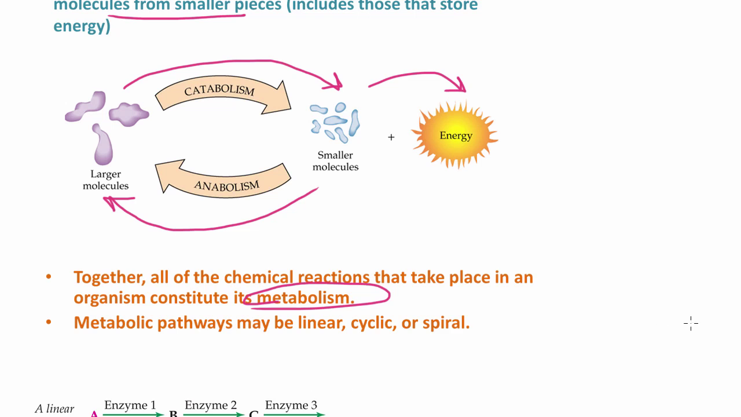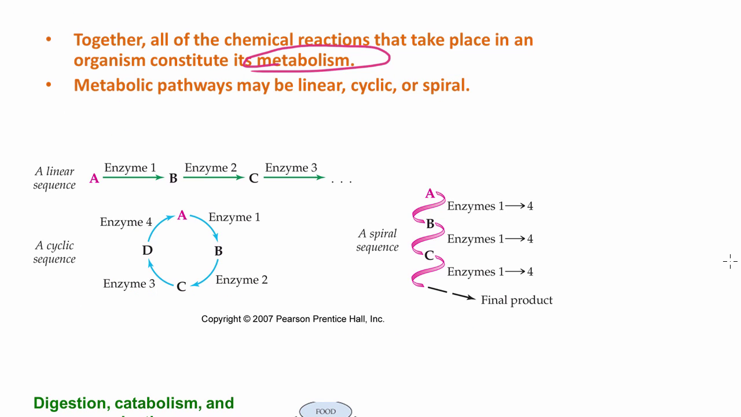For now, what I want to do is talk about metabolic pathways. As we said before, all of the chemical reactions that take place in an organism constitute that organism's metabolism. Metabolic pathways can be linear, cyclic, or spiral. Here's an example of a linear sequence. You have this reaction going from A to B, and then in order to produce C, you have to have B, and so on. Each one, of course, is catalyzed by an enzyme, usually a different enzyme. So this would be a linear sequence.